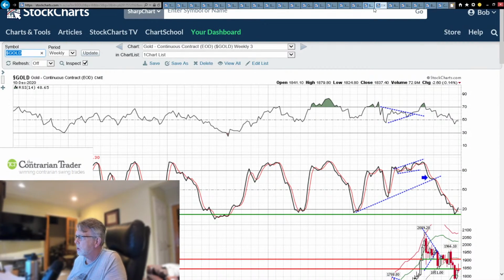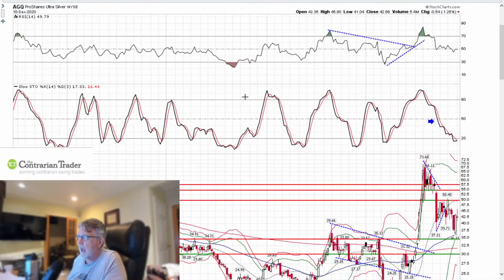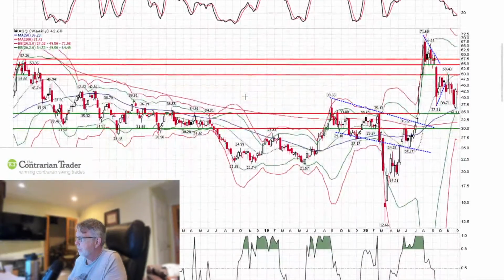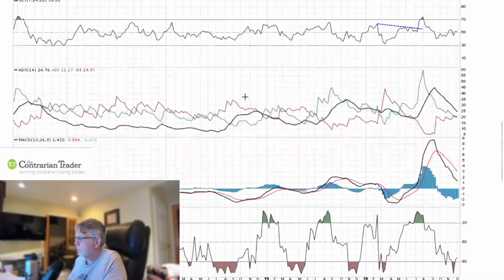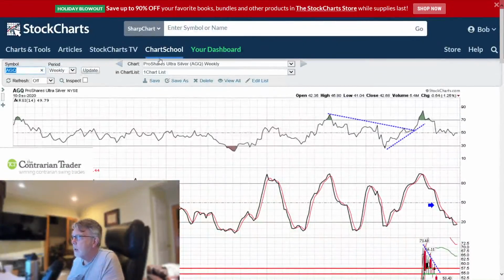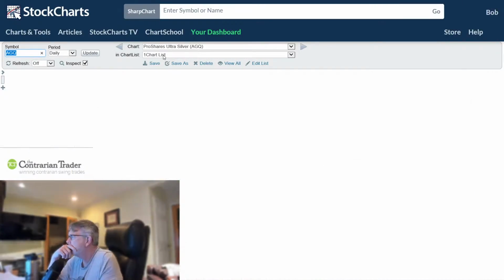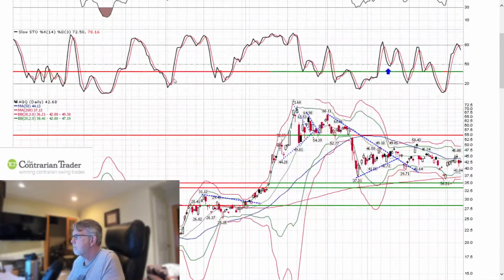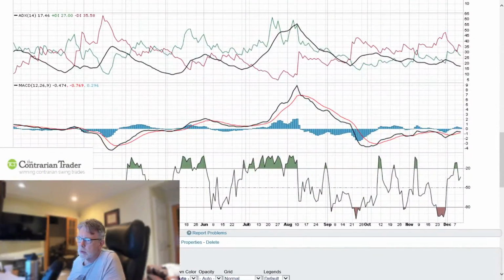Silver. Speaking of silver, this is the AGQ, the ProShares Ultra. Bearish reversal bar. Let's go to a daily chart. It's just waiting. It's just waiting. Let's update this.